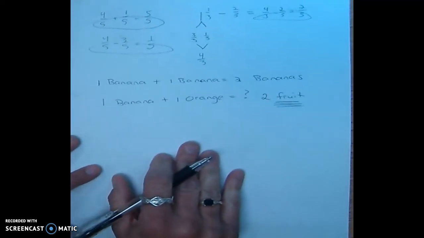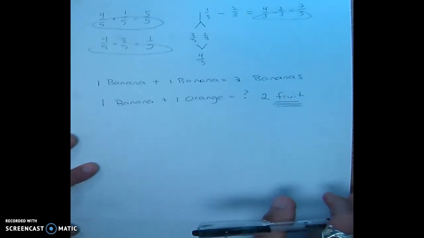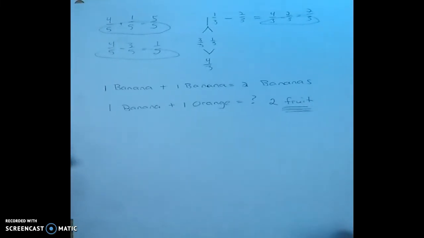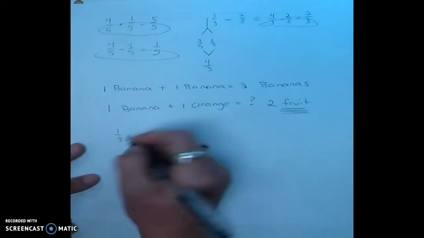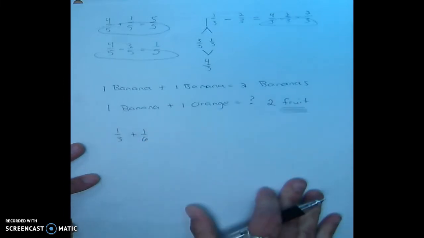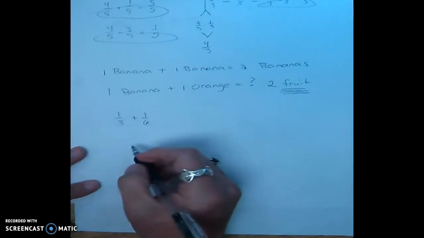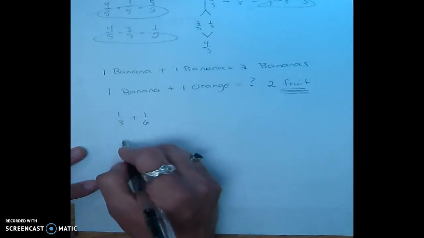We have to do the same thing with our fractions when we are renaming unlike fractions, when they are not the same denominator, when they're not the same unit fraction. So, for example, if we have 1/3 and we want to add 1/6, well, they're not the same, so we can't just add across and say it's 2 something, because they're not the same unit fraction.